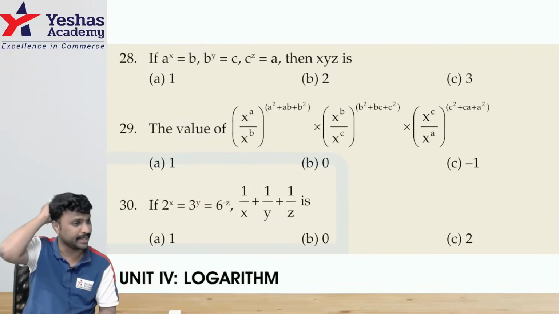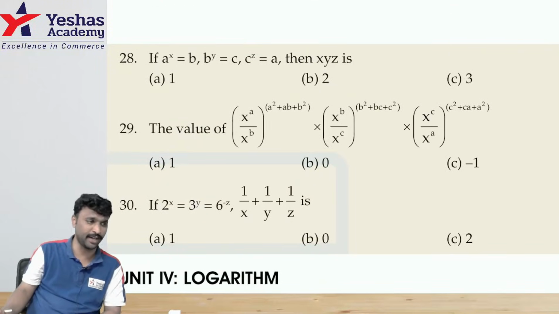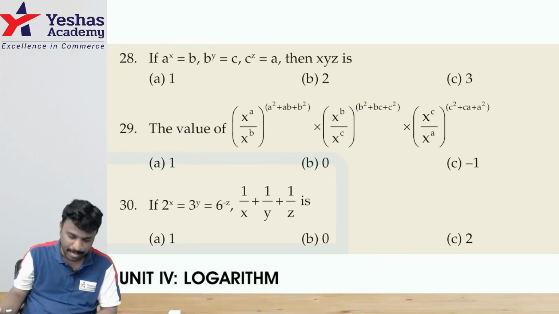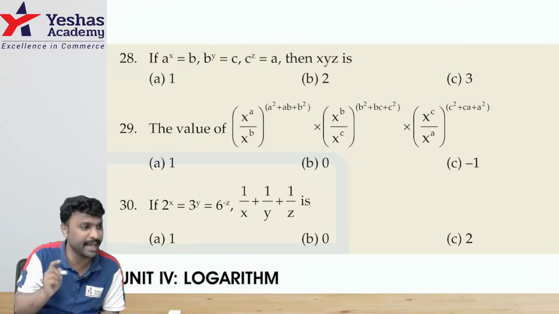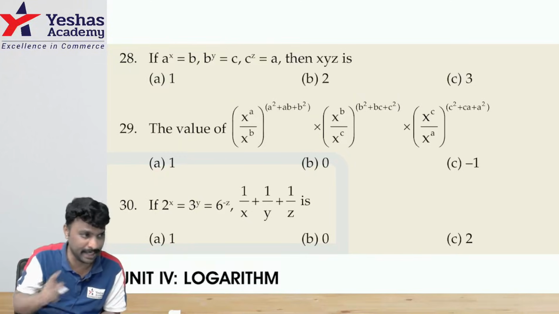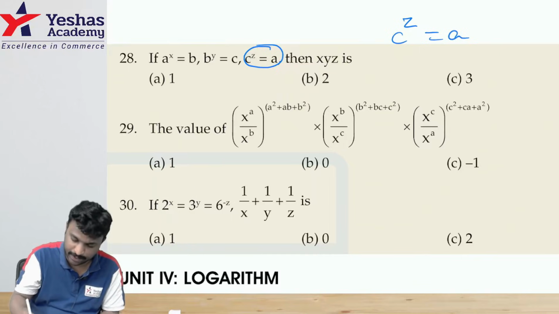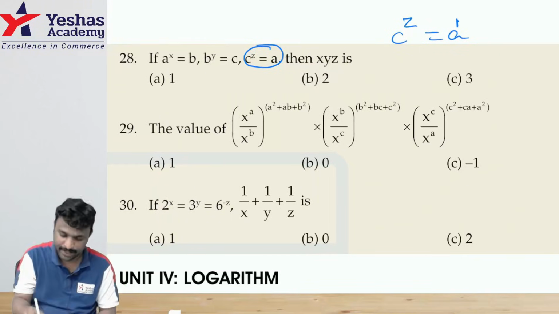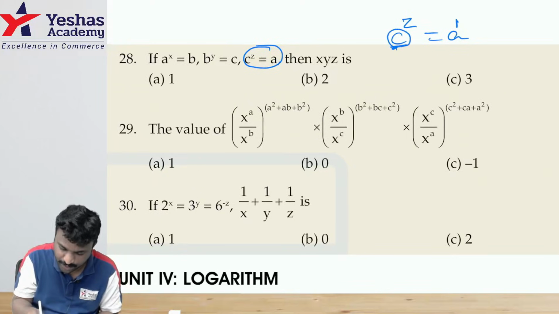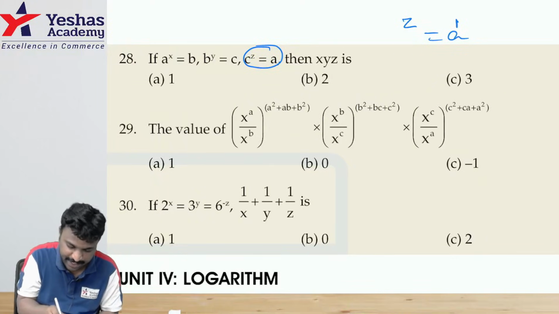Guys, these kind of questions we have solved in the class. It's very easy. Right. So a power x equal to b, b power y equal to c, c power z equal to a. Always take the last equation, c power z equal to a. Don't disturb the one which is having the constant power. Guys, no power means what? 1. Right. Substitute back for c. What is c? B power y.